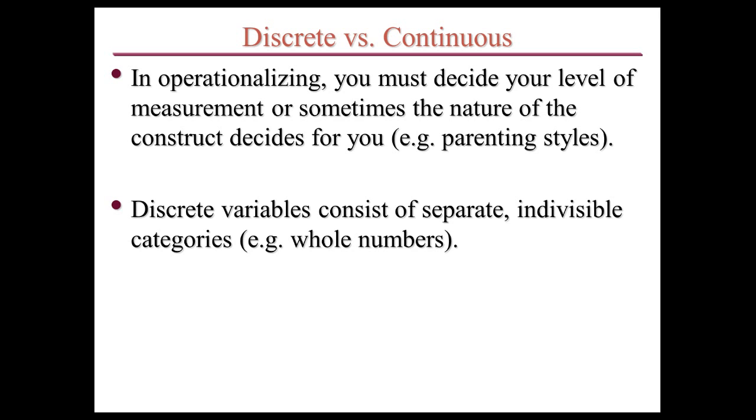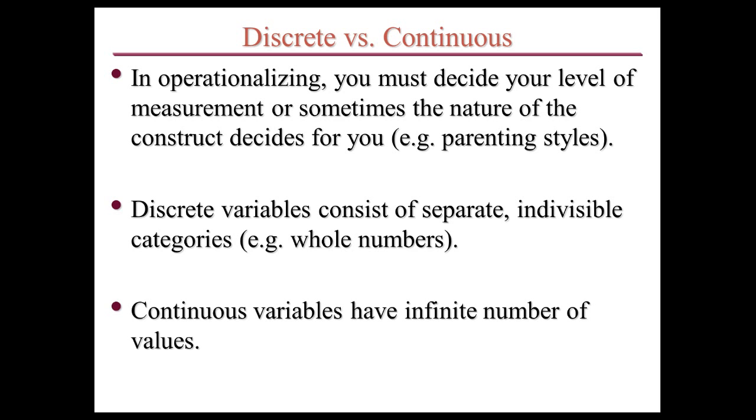Discrete variables consist of separate, indivisible categories, so whole numbers. So you're either a 1, 2, 3, or 4, or like in gender, you're either a 1 or 2, 1 being male, 2 being female, or vice versa. Continuous variables have infinite values, so you can range from 0 to 100, and you can have values like 0.5 and 0.6, depending on the unit of measurement.